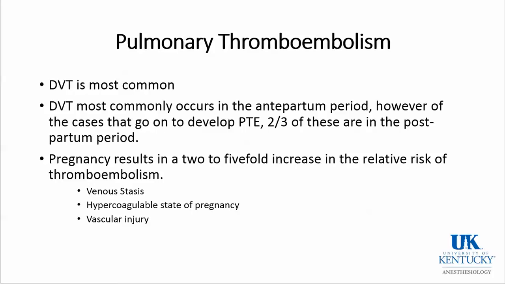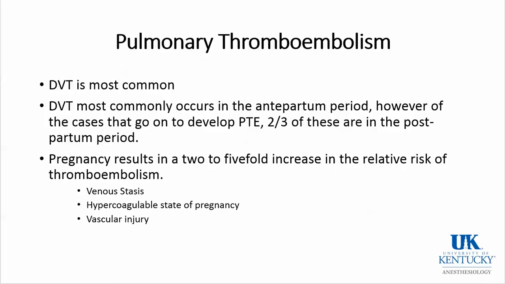So like we said, in pulmonary thromboembolism, DVT is the most common, but be aware that superficial vein thrombosis occurring in the antepartum period happens as often as 0.5% of all pregnancies. Half of the cases of thromboembolism in women of childbearing age occur during pregnancy or the peripartum period. That's incredible if you think about this. As we said, during pregnancy, DVT is the most common, and it occurs most often in the antepartum period. However, of those cases that go on to develop pulmonary thromboembolism, 2/3 of these are in the postpartum period.